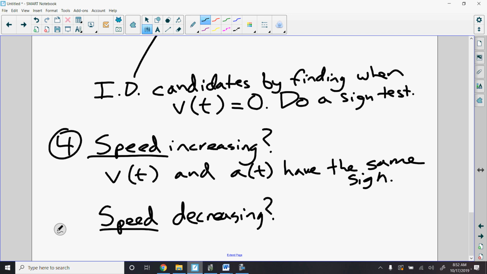So if velocity is positive and acceleration is positive at a specific time, then the speed is increasing. If velocity is negative and acceleration is negative, then the speed is going to be increasing as well. So it could be plus plus, it could be minus minus. Either way, if velocity and acceleration have the same sign at a specific time, then we know that the speed is increasing. Speed will be decreasing then when v of t and a of t have opposite signs.